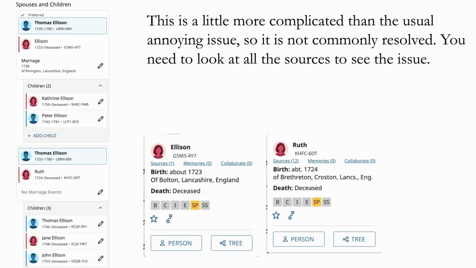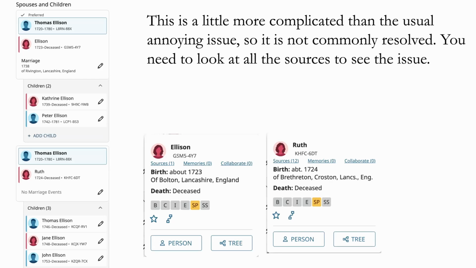And then you go down below to Thomas Ellison and Ruth. Okay. And we have different children, not the same children, but different children born in 46, 48, and 53. So here's the question. Did he have two wives, one whose name was Ellison, not likely the same name, and another one that's called Ruth? Well, okay, but let's look at the two people, Ruth and Ellison, side by side. Ruth is born about 1724, and Ellison is born about 1723. This happens to be a surname.